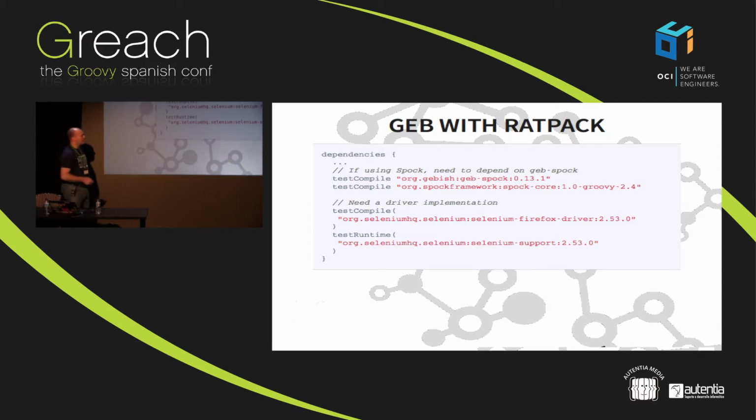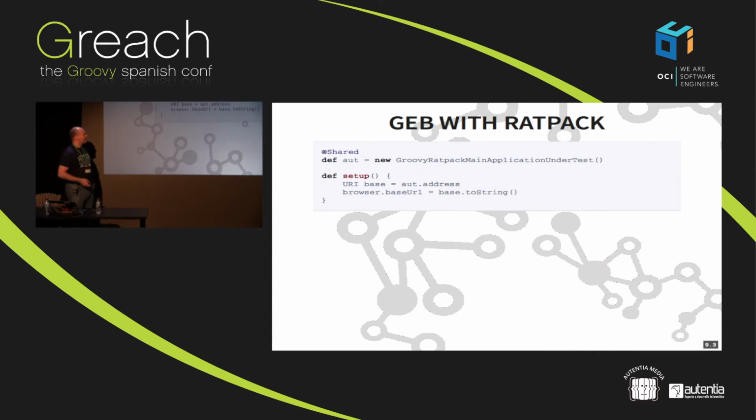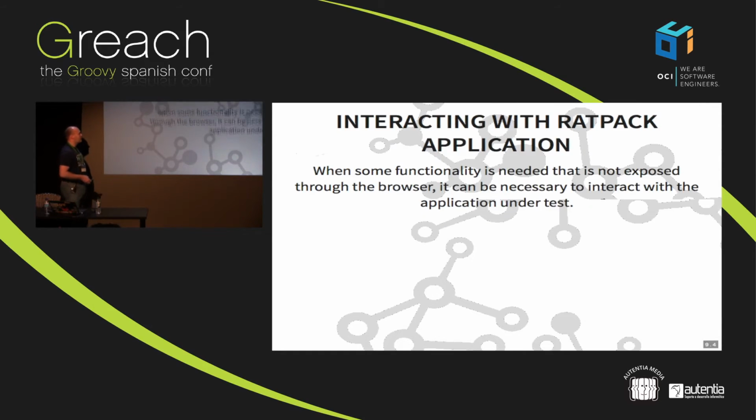So typically, if something doesn't work out of the box, this is one of the places that I've missed including it. So in Ratpack, you can have the application under test from the Groovy Ratpack main application under test, and you can extract the base URL from that and add it to the browser element. So we have this in the setup method of your Spock specification. From there, you just write your Geb specs. That's all the setup that it takes.